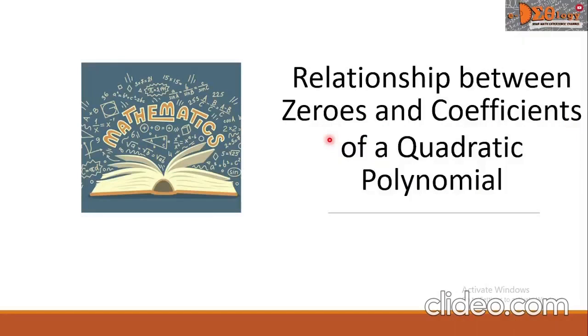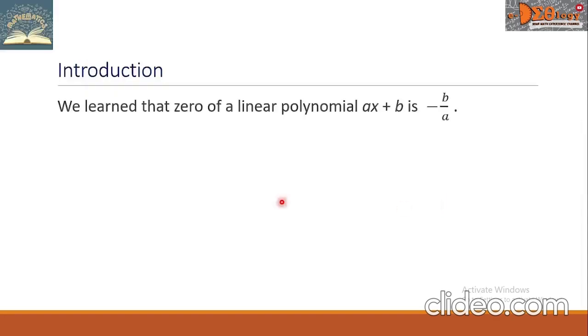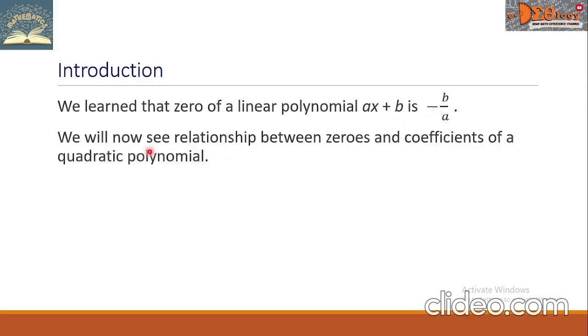Hi everyone. Today we're going to study the relationship between zeros and coefficients of a quadratic polynomial. We learned that the zero of a linear polynomial ax plus b is the negative of b over a. We can see here that the constant b is in the numerator, while a, which is the coefficient of x, is in the denominator, and this is negative. We will now see the relationship between zeros and coefficients of a quadratic polynomial.